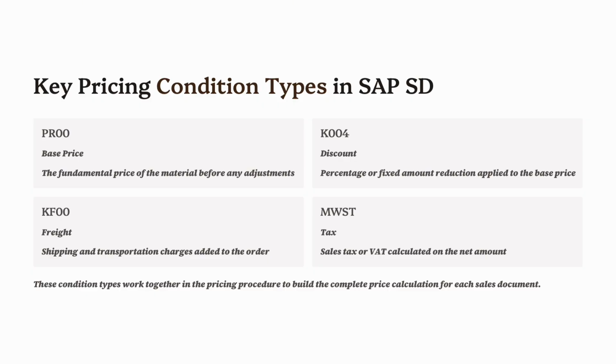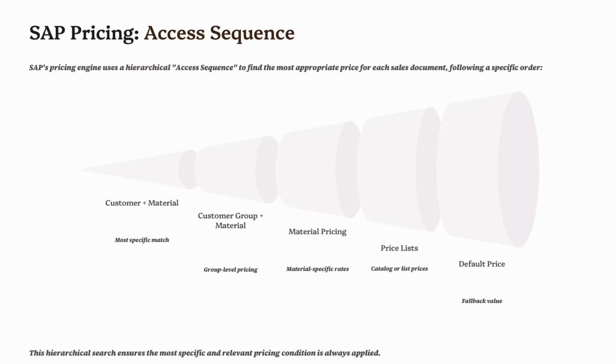Example: if there's a customer-specific price, SAP picks that. If not, it falls back to a general material price. This ensures that every sales order always gets the correct and most relevant price, automatically and instantly.